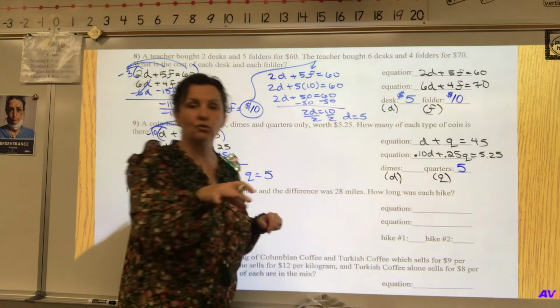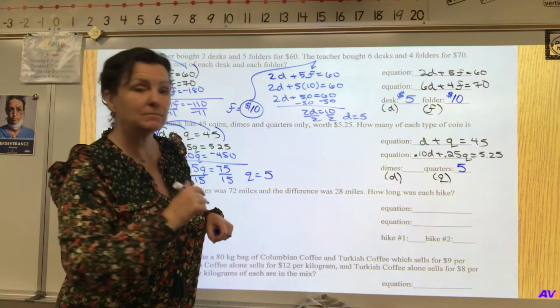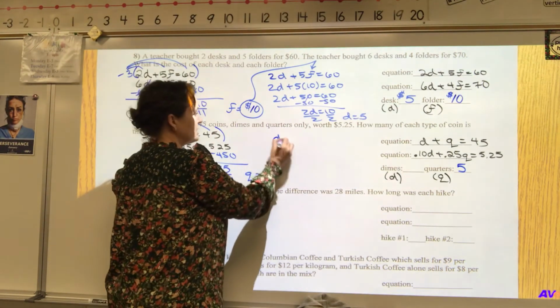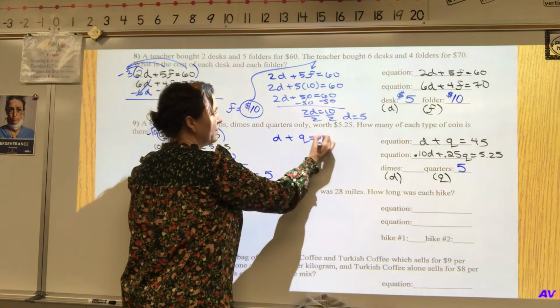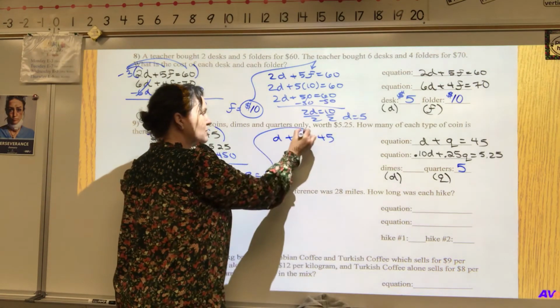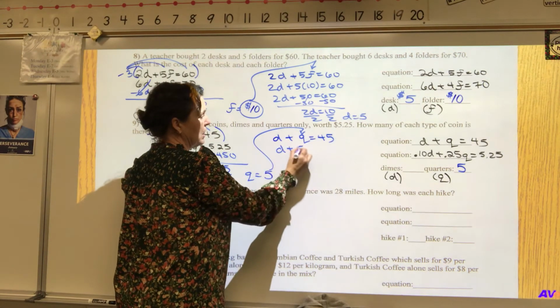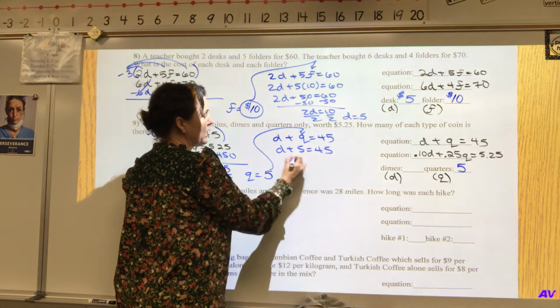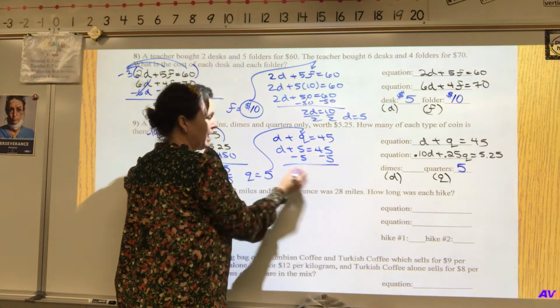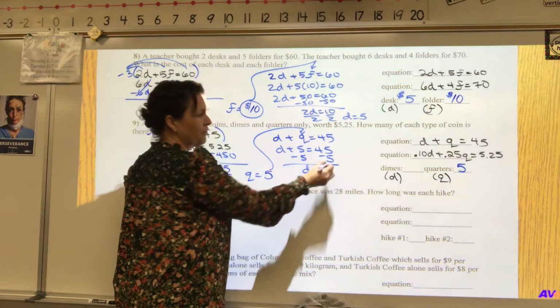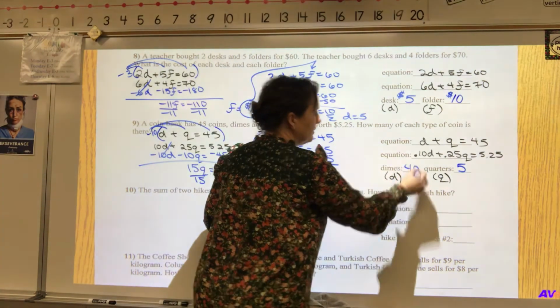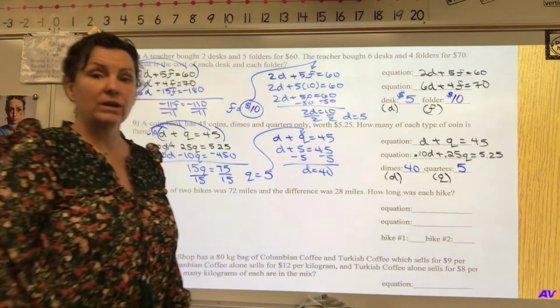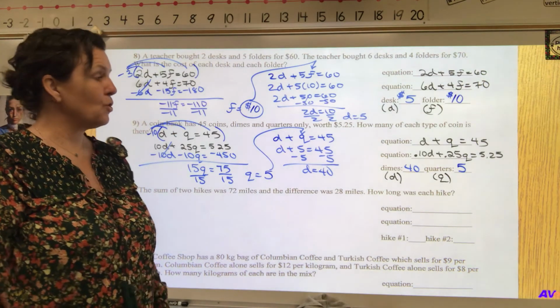But that doesn't answer all the questions. I need to know about dimes as well. So we know that dimes and quarters, there are 45. If I know for a fact there are 5 quarters, I can plug this in. Now some of you can do this part in your own head. Mental math is your jam. You can do it, and that's fine too. I don't have an issue with that. So there's going to ultimately be 40 dimes and 5 quarters.